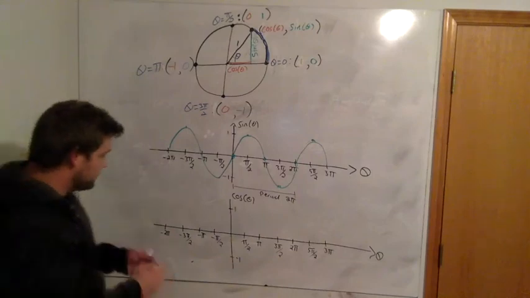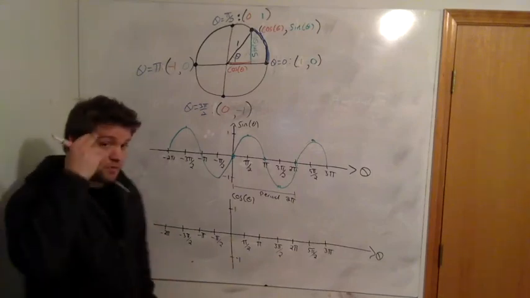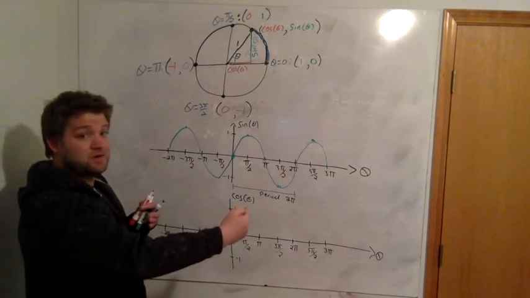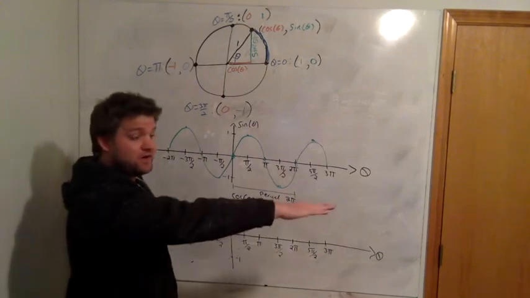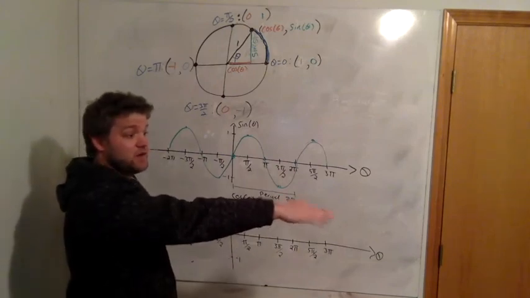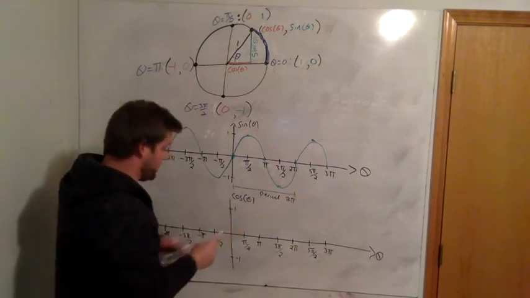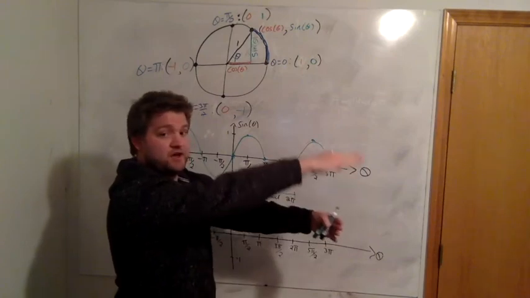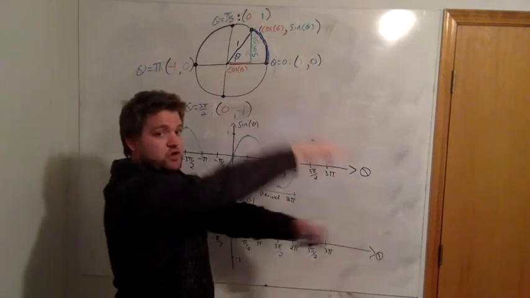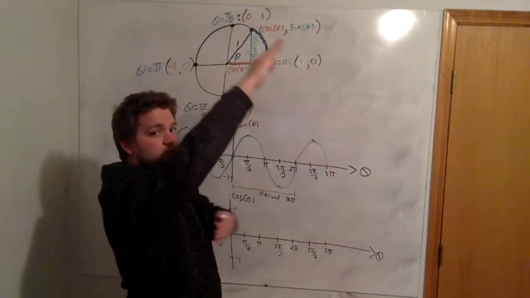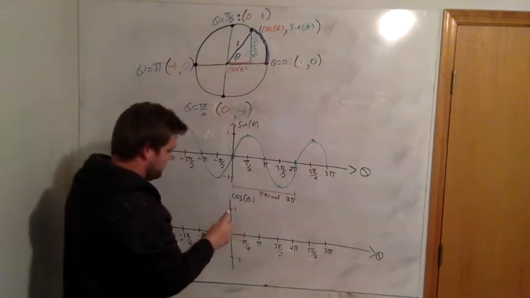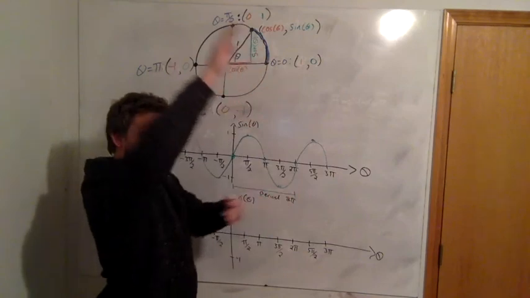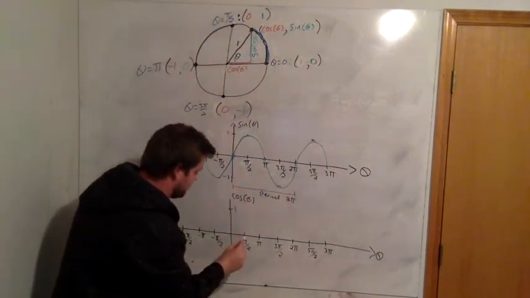Okay, similarly for cosine, I'm going to do the same thing. And remember that cosine measures the width, or the x coordinate, on the unit circle. So it's going to start out at an angle of 0 radians with an x coordinate of 1. And as we rotate around the unit circle, the x coordinate decreases. So I'm really just going to start bouncing between these spots. So at pi over 2, that x coordinate is 0.